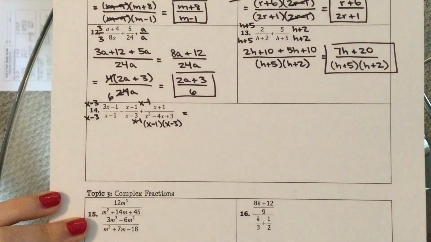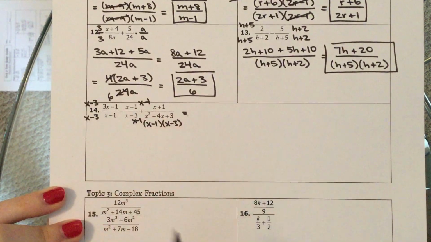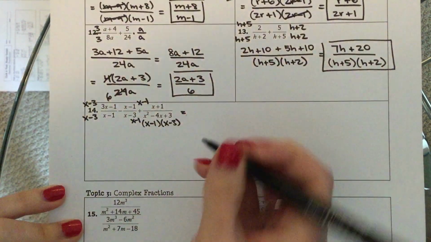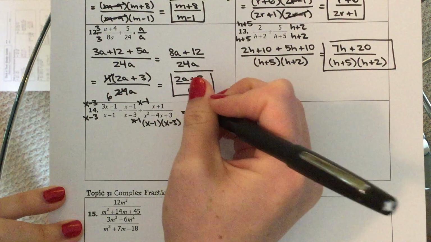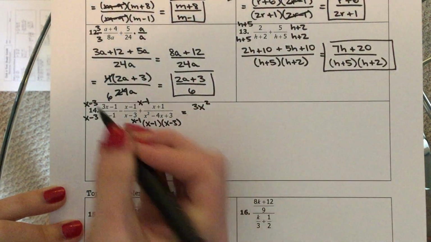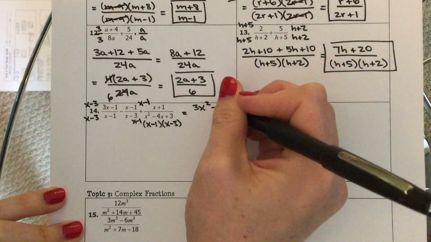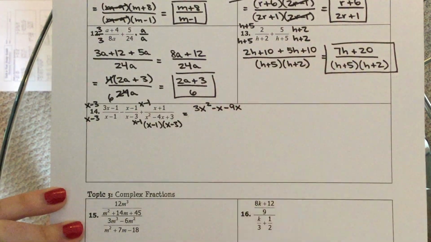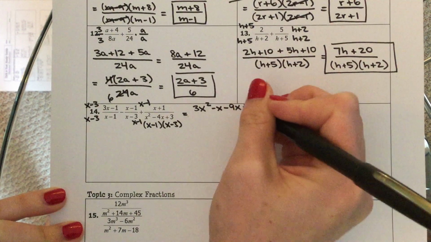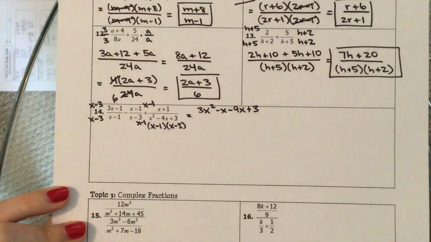Okay, so let's rewrite everything we've got here. So these 2, we're going to FOIL the x minus 3 times the 3x minus 1. First we'll have 3x squared. Outside, x times negative 1. Inside, negative 3 times 3x. And last, negative 3 times negative 1.